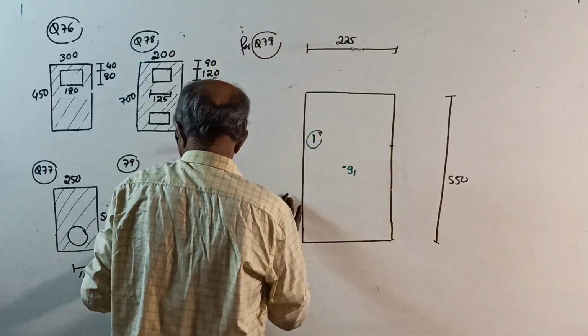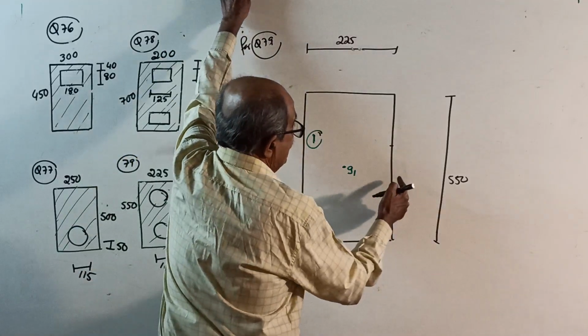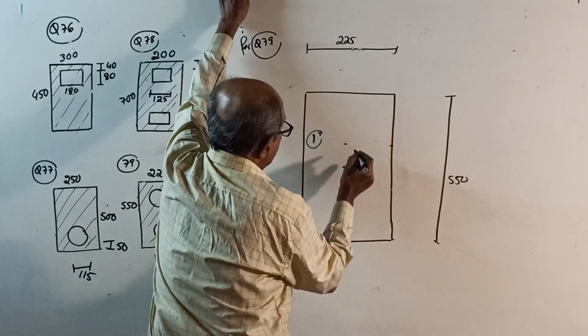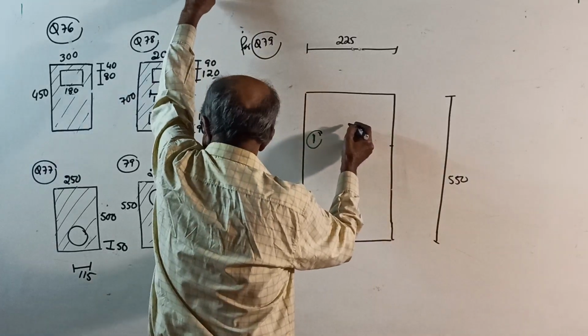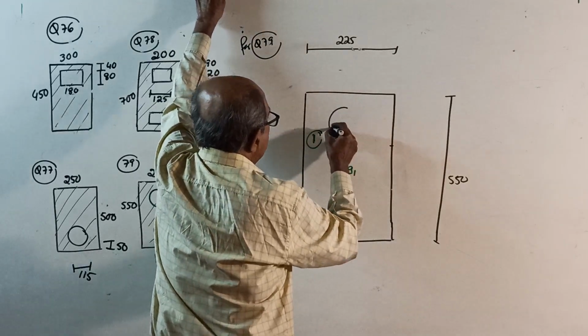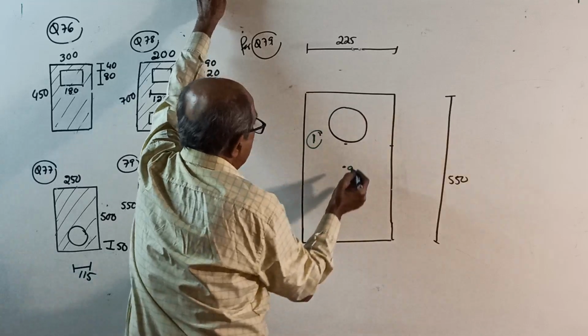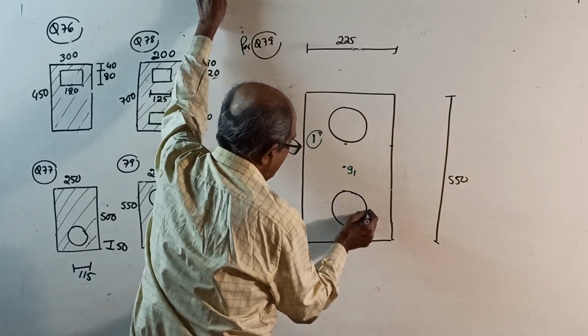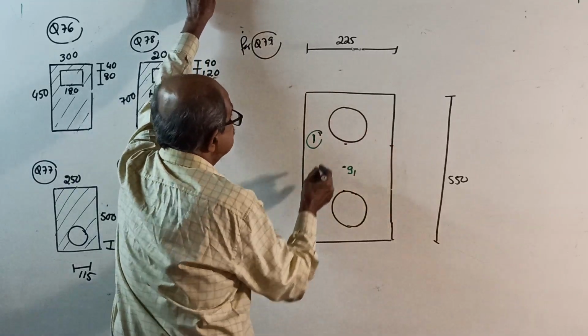How much is 100 plus 80? 180. This is at 550 by 2, which is 275. 180 comes here, 180 comes here. Okay, reasonably okay. So exact scale is not required. Leave it. Who bothers about scale? Okay, done.